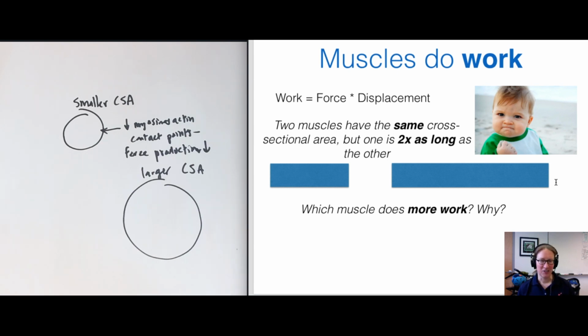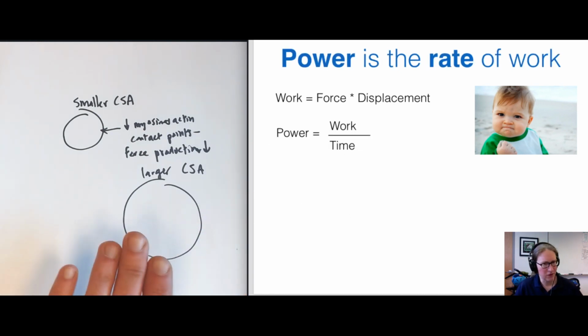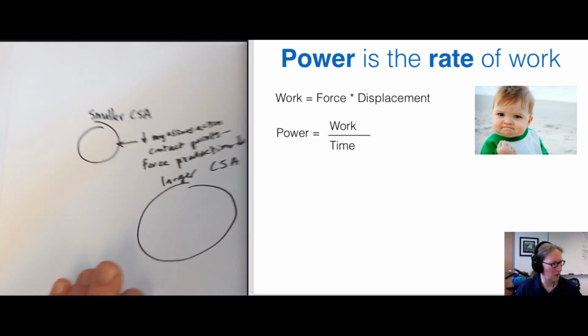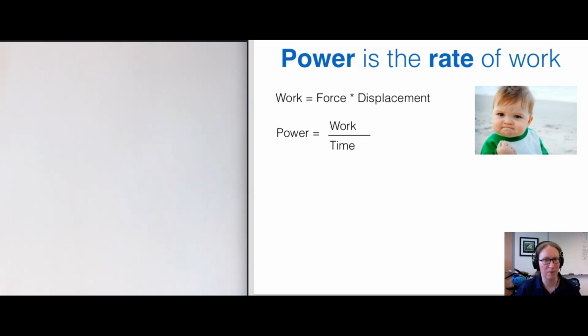Okay, so the answer is the muscle on the right that's twice as long would do more work, right? And in this case, both muscles would be able to produce equivalent amounts of force, but if you have a muscle that's twice as long, it's going to undergo twice as much displacement over the course of a contraction cycle. All right, along with thinking about force, we should think about the quantity of power.